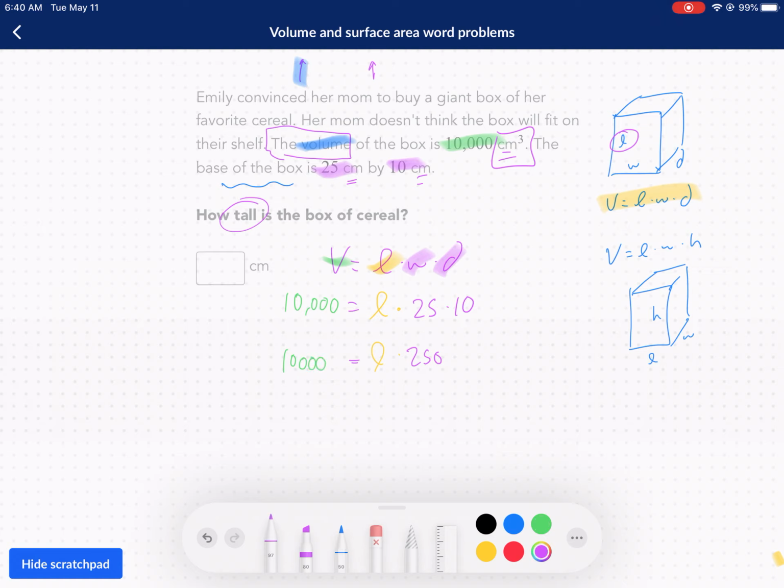Now what we do from here is we isolate L by dividing both sides by 250, and we should get 40. But let's double check. Another way to do this problem, if you don't have a calculator, is you cross off the zero, and then we have 1,000 divided by 25. Well, I know 100 divided by 25 is 4, so 1,000 divided by 25 is going to be 40. So that's a way to do this problem without a calculator. So we have 40 equals L.